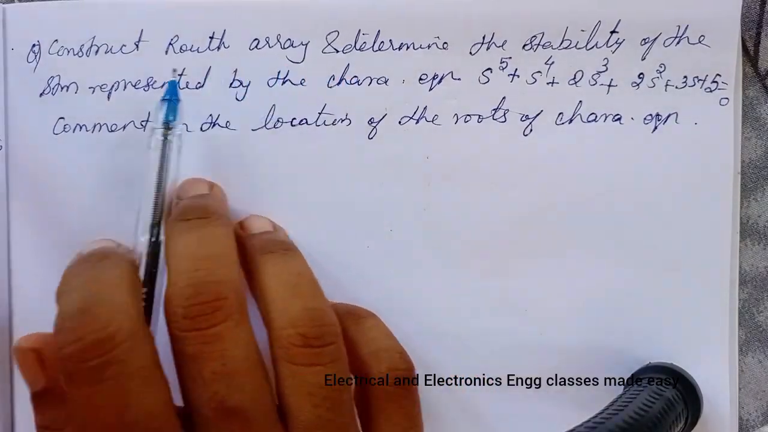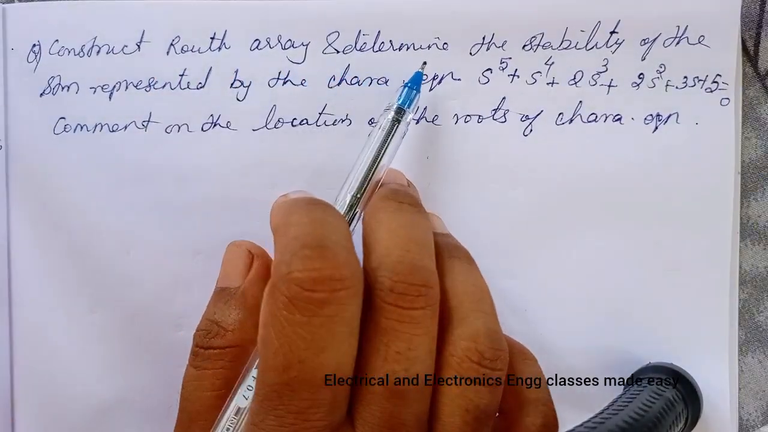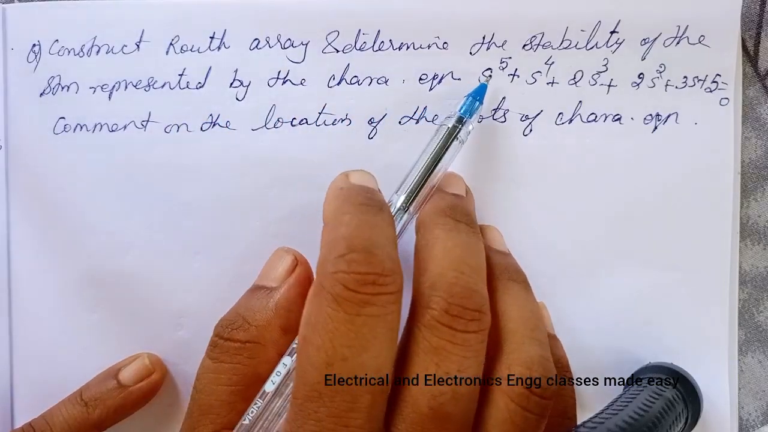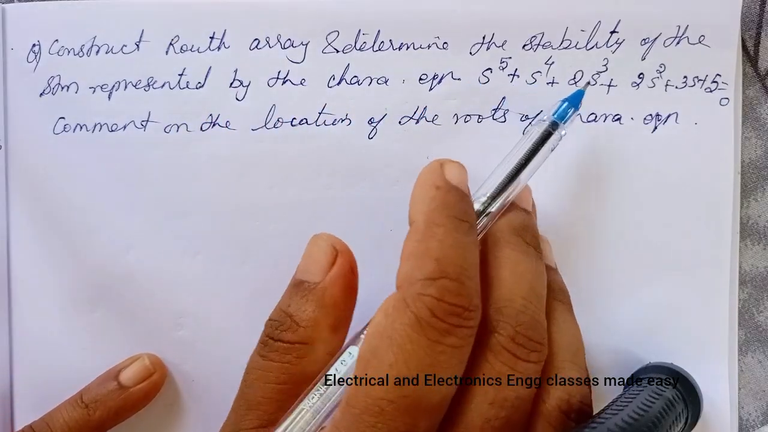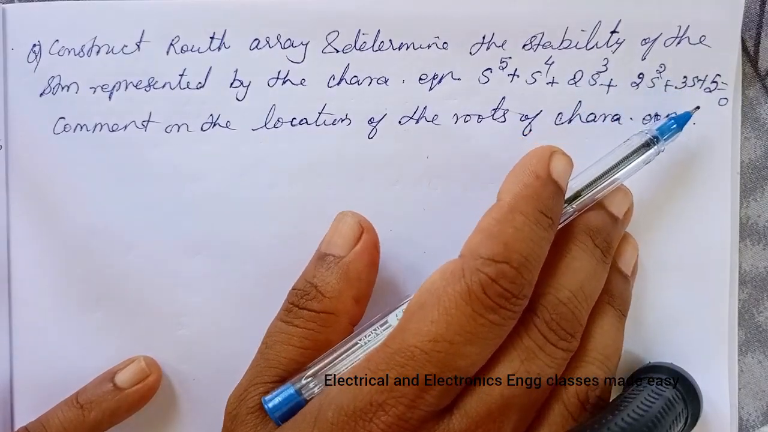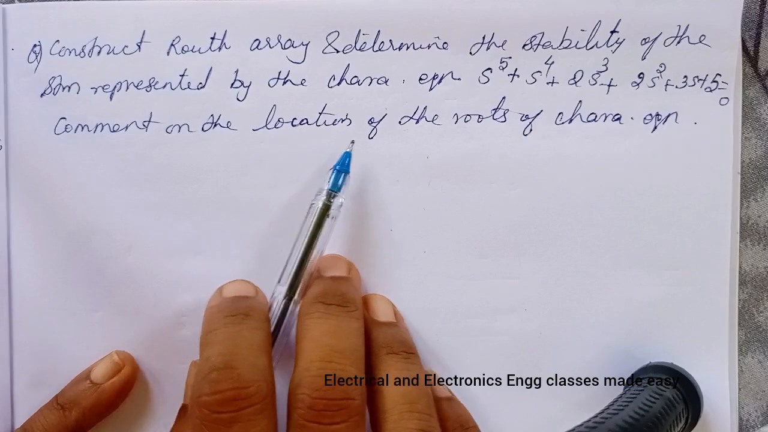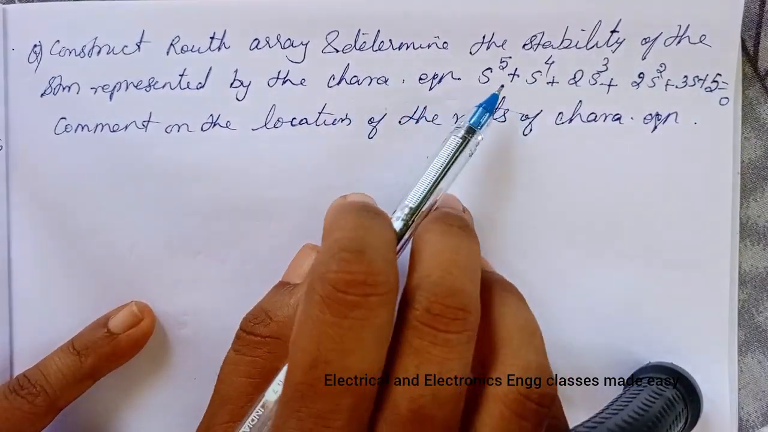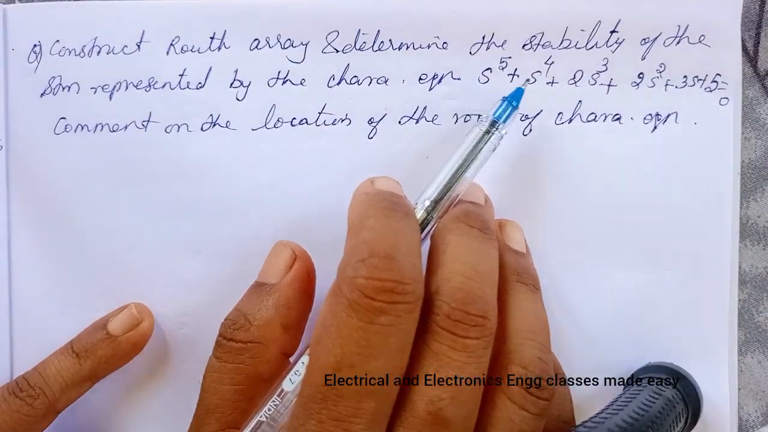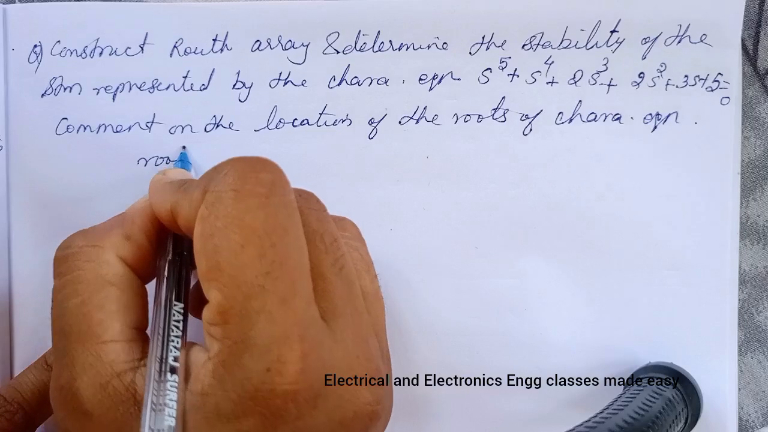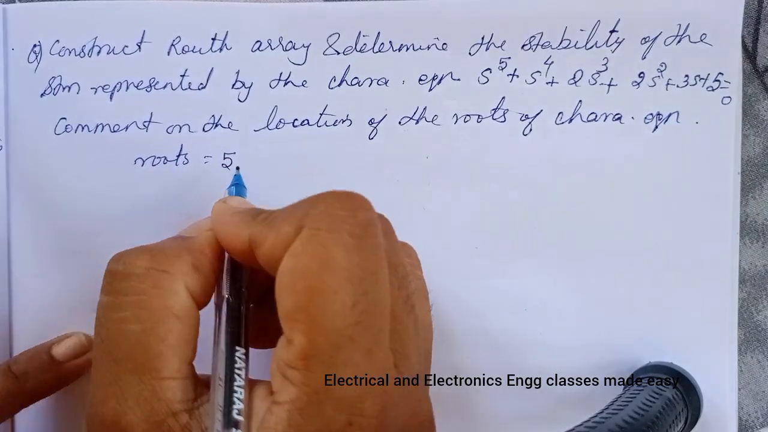Let us do another problem. Construct Routh array and determine the stability of the system represented by the characteristic equation s raised to 5 plus s raised to 4 plus 2s cube plus 2s square plus 3s plus 5 equal to 0. Comment on the location of the roots of the characteristic equation. So this is the characteristic equation given, and here the highest power of s is 5. So the number of roots is equal to 5.